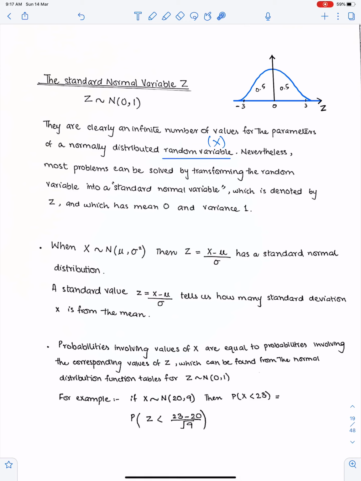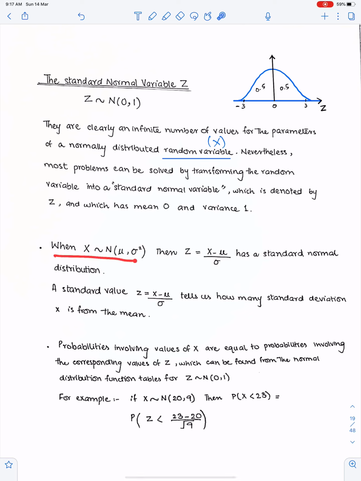Nevertheless, most problems can be solved by transforming the random variable into a standard normal variable, like x into z, which is denoted by z, and which has mean 0 and variance 1. So this is the normal variable and this is the standard normal variable, and through this formula we can transform the statement from x into z.